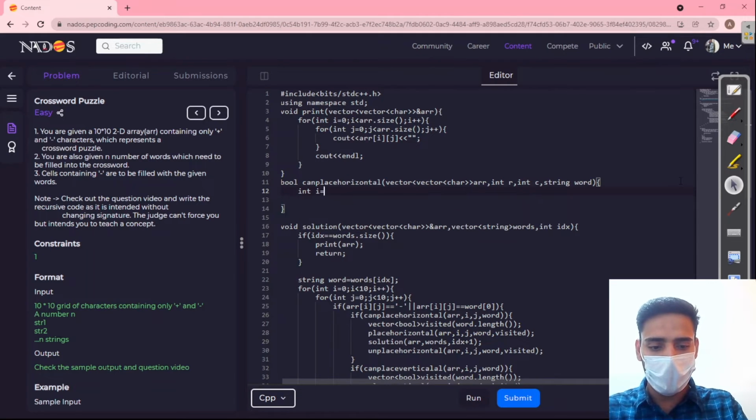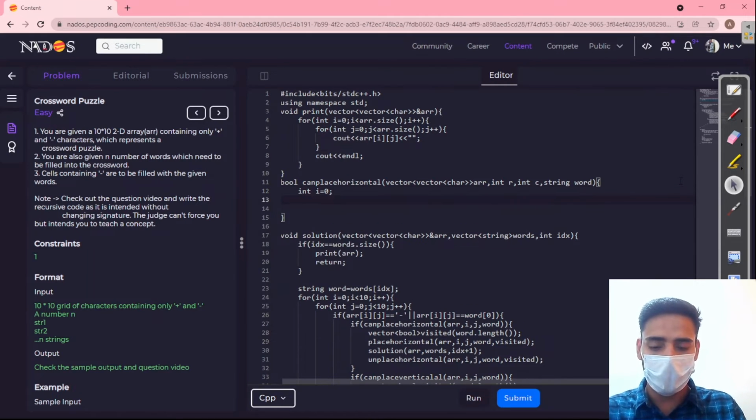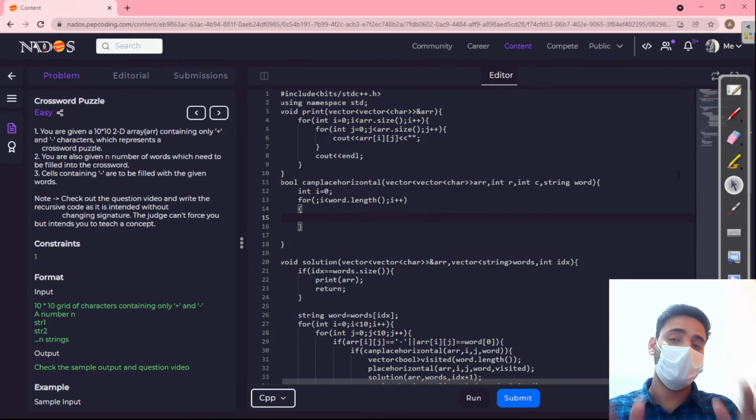First of all, int i equals 0. This is done. We will run a loop, i is less than word dot length, i plus plus. So we are traversing on that word, and at the same time we will traverse on that array as well, right? So we can check, can we place this word there or not?